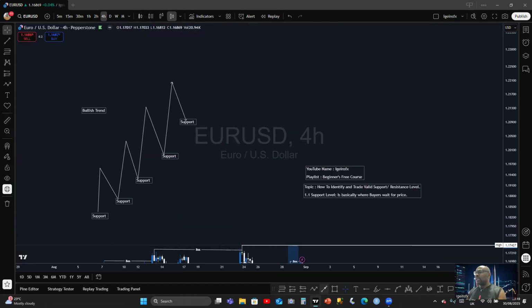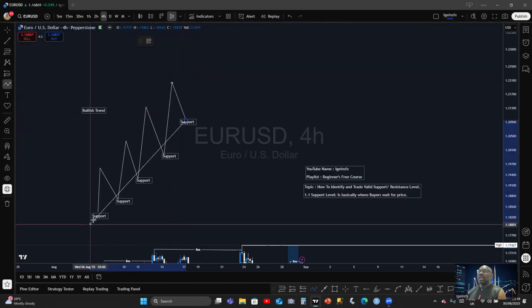Now, the scenario is this. It has created a support and buyers are here. Then the next thing, they enter the market because they know that after this pullback has ended, a retracement, if you hear that I use the word pullback or a retracement, it simply means a decrease in price. Sellers pushing price temporarily to the downside. Remember, we are in an uptrend.